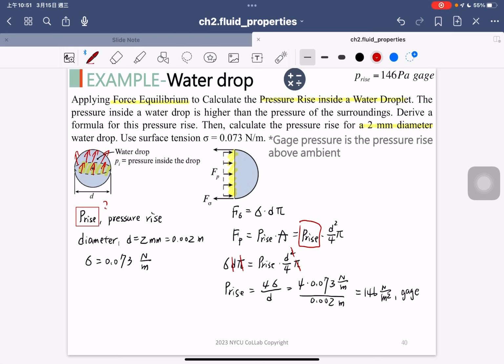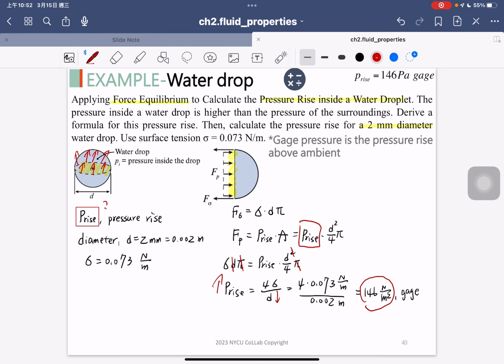So based on this equation, you should know that if we require a smaller bubble, the pressure rise in the bubble will increase. So the smaller the bubble size, the higher the pressure rise we will require. And you can compare: only a little bit of pressure difference can support the bubble formation.